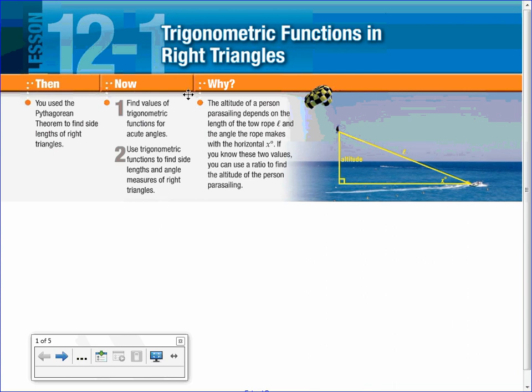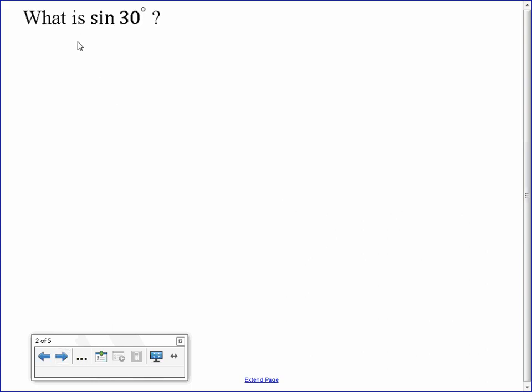Good morning. In today's lesson, we're going to be using trigonometric functions to find a side length. You'll be given one angle and one side length. From that information, we're going to find another side length. First thing that we're going to talk about is the trig functions of sine, cosine, and tangent.